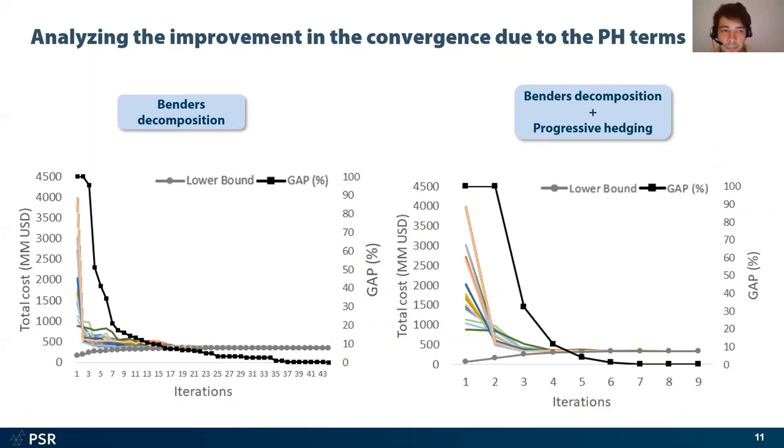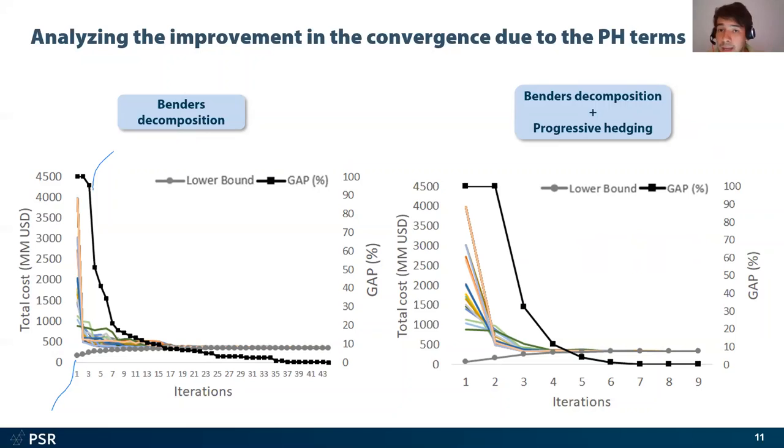the progressive hedging terms. Here on the left-hand side is the convergence graph of the Benders decomposition alone. The black line is the gap, the gray line is the lower bound, and each one of the other colored lines is a valid upper bound. We have lots of upper bounds, because if you have 10 scenarios, you are going to have 10 upper bounds. In this case, we have 100 scenarios, so you're going to have 100 valid upper bounds.